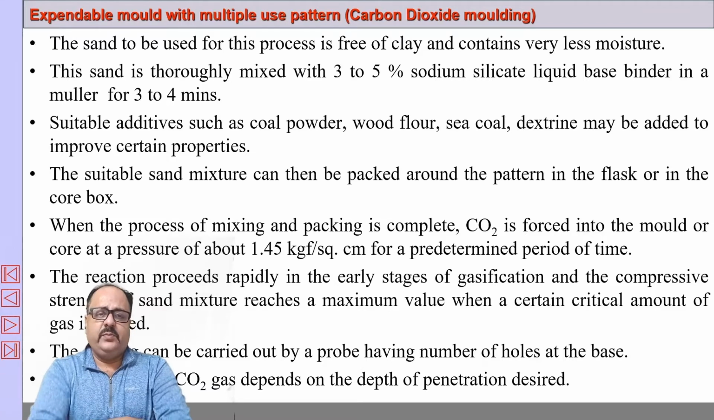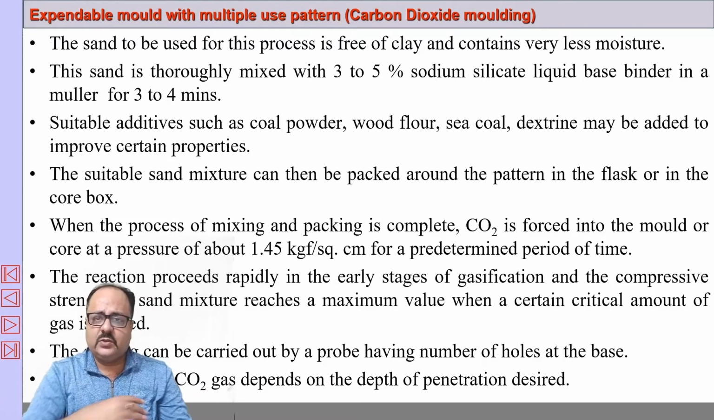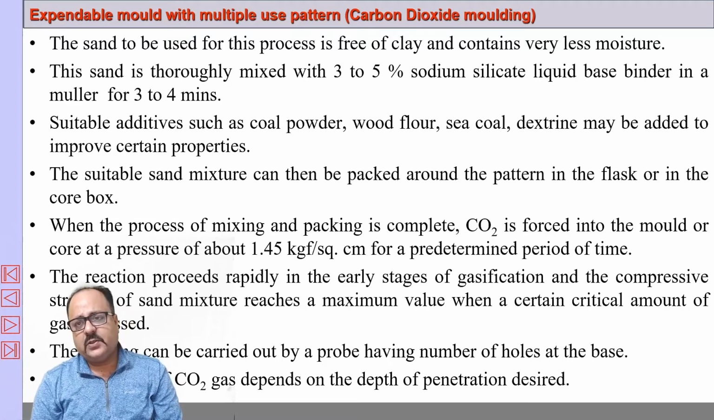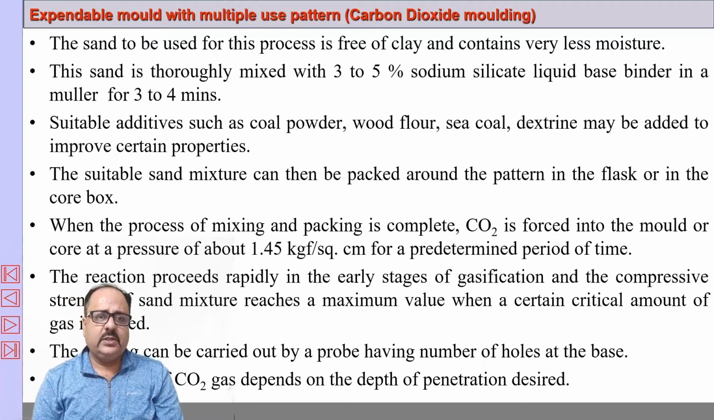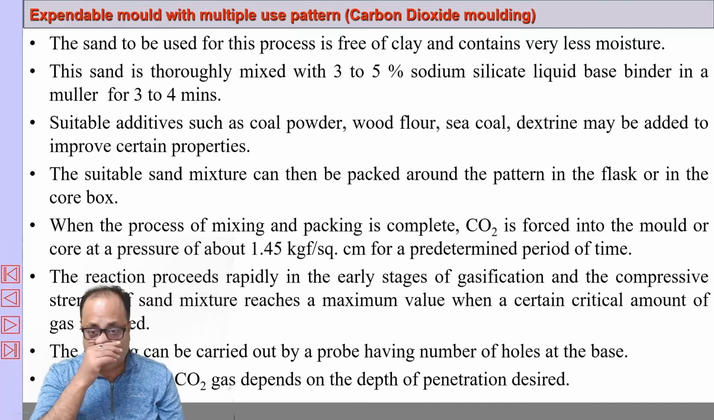So this actually gives the strength to the mold. Basically the sand that we will be using should be free from clay, because we don't want bentonite, the binder, in this process, and it should contain less moisture. With only 3 to 5% of sodium silicate, we'll be able to get the binding of the sand using carbon dioxide. The rest of the process is similar. We add additives as required, like coal powder, sea coal, dextrin, etc., to improve certain properties. The suitable sand mixture, the entire thing, is mixed in a muller and then placed in a flask or in a core box as required, and the process of mixing and packing is completed.